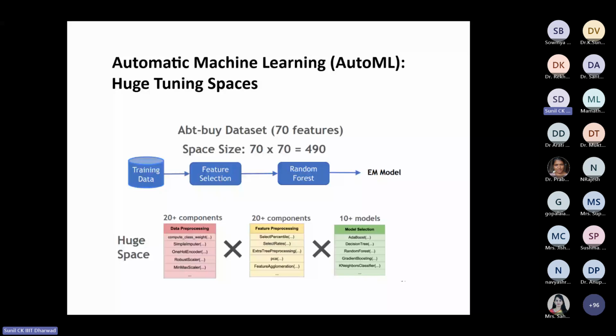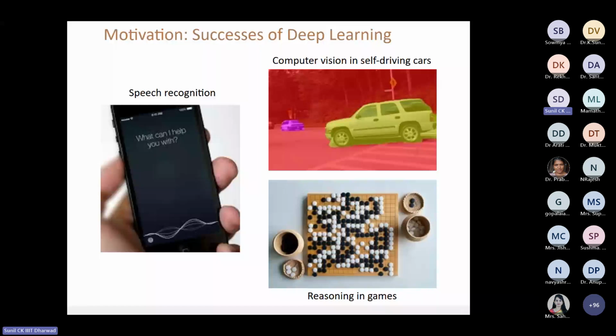So if you take it as an example, I've taken most of the sites from some online sources. Motivation is the success of deep learning. If you see the deep learning examples, whether in speech recognition, computer vision, or reasoning in games, how does it usually work? For example, in speech recognition, if you speak in Kannada, it will reply in Kannada.